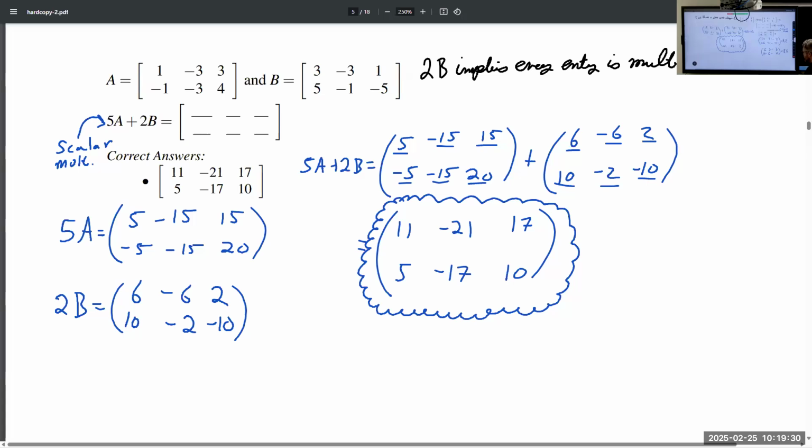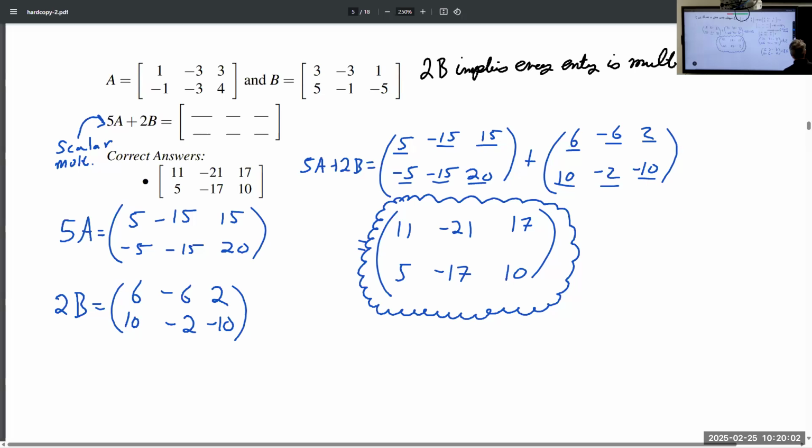But multiplying does not work this way. We can't just multiply each entry by each entry. We have to do something different. Which also means when we square a matrix, it works differently as well. But adding and subtracting is fairly simple. You just do it to each entry. It has to be the same dimensions, otherwise it doesn't work at all.